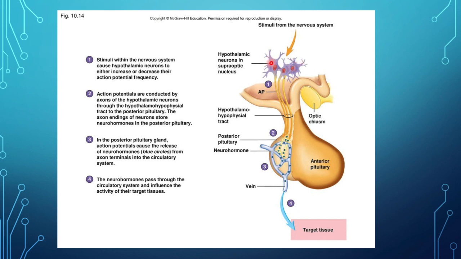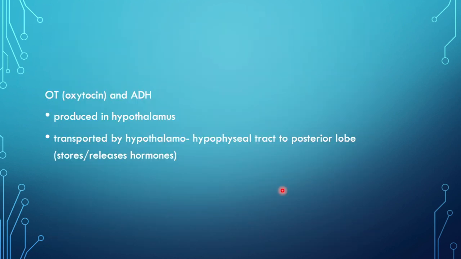So these are the different nuclei in the hypothalamus. They are the supraoptic nuclei and paraventricular nuclei. They secrete the hormones oxytocin and vasopressin, and they are stored in the posterior pituitary, and they are released into the dural sinuses to the veins. So these are oxytocin and vasopressin. Again, they are produced by the hypothalamus and transferred to the posterior lobe through the hypothalamo-hypophyseal tract.